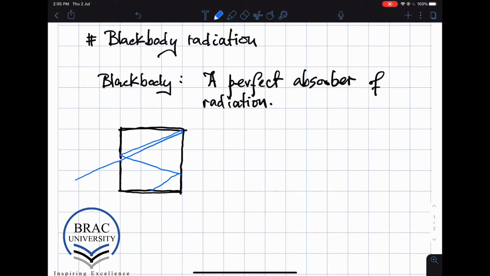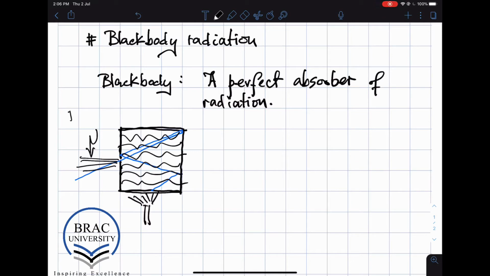Now, if you heat up such an object, say, if you put it on a Bunsen burner, and when the object is in thermal equilibrium, it fills up with radiation. It fills up with radiation, and this radiation leaks out through this opening, and this is what we call the black body radiation.